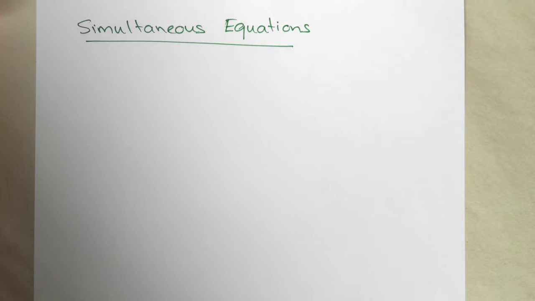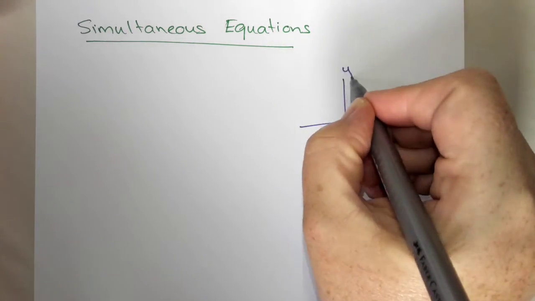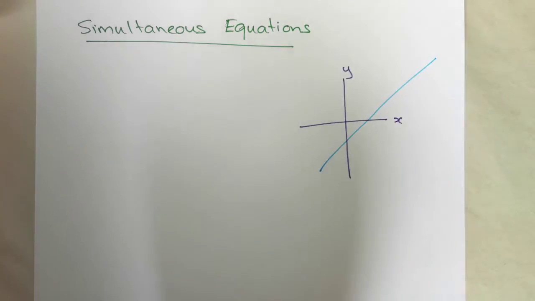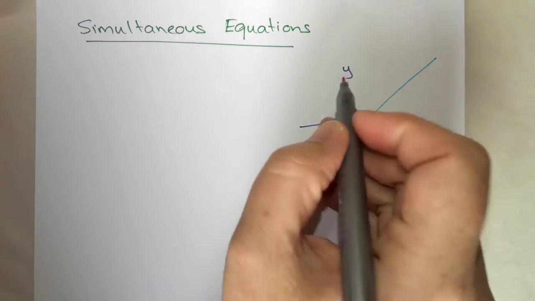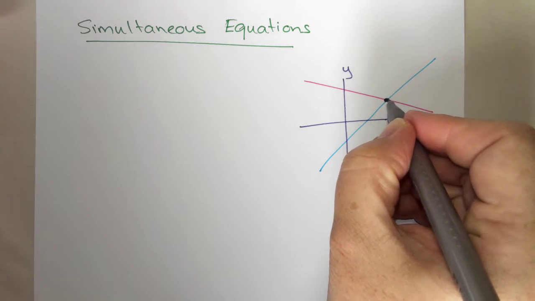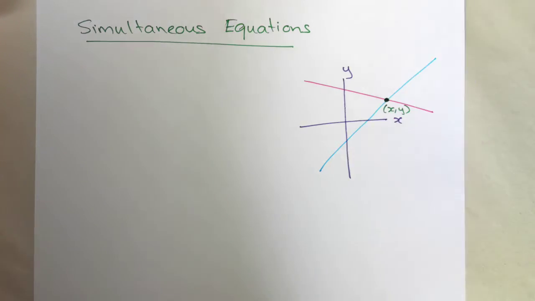Simultaneous equations. What we want to do here is identify where two lines meet, at what coordinate they meet. So let's think for a moment about our x and y axes. If I have one line here with an equation, and another line here with its own equation, when I'm solving simultaneously, I am trying to find the exact point where both of those lines meet. That coordinate has an x value and a y value, and that's what we are trying to solve.